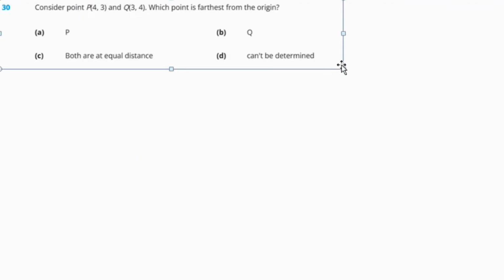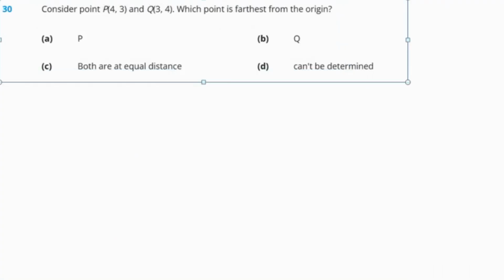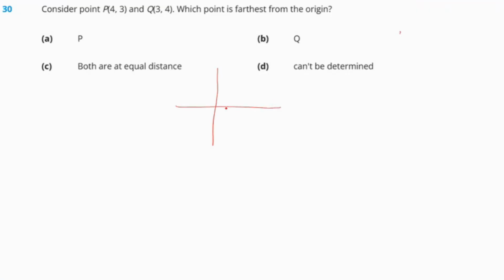Next. The next question is saying, consider points P(4, 3) and Q(3, 4), which point is the farthest from the origin. Which means we need to figure out the distance of both points from the origin only. We are going to draw the graph for this, taking 1, 2, 3, 4 on each axis. So point P(4, 3) will lie over here and point Q(3, 4) will lie over here.